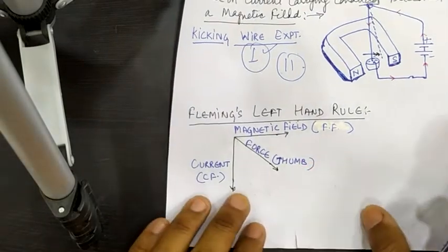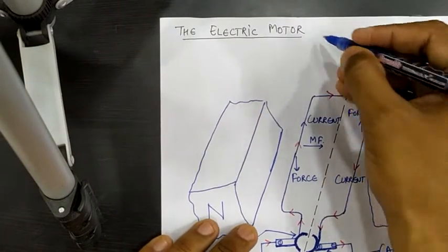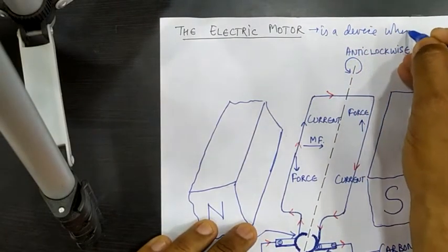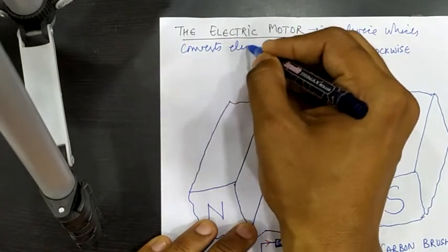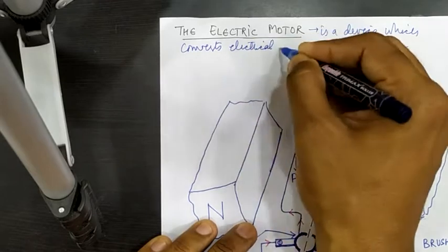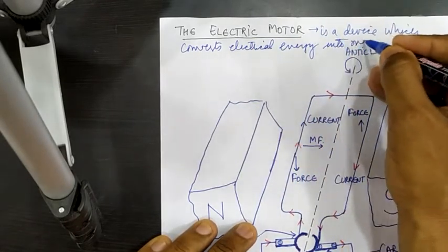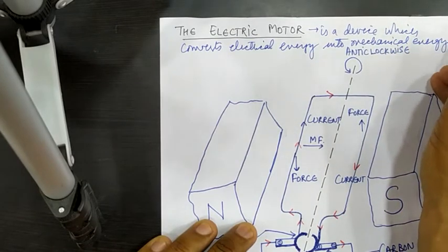So on the basis of this, the electric motor works. What is an electric motor? A motor is a device which converts electrical energy into mechanical energy.